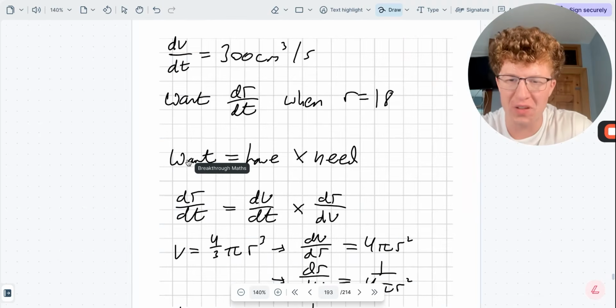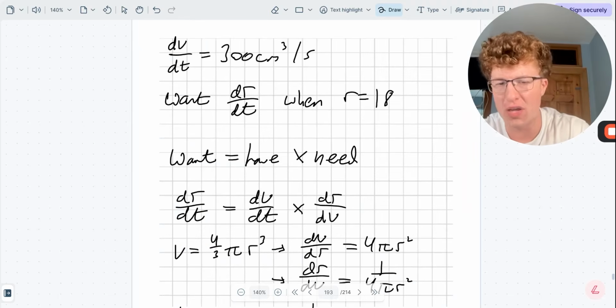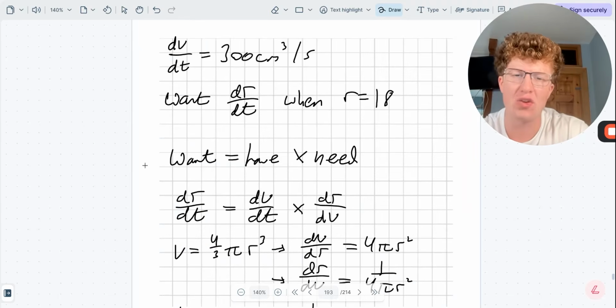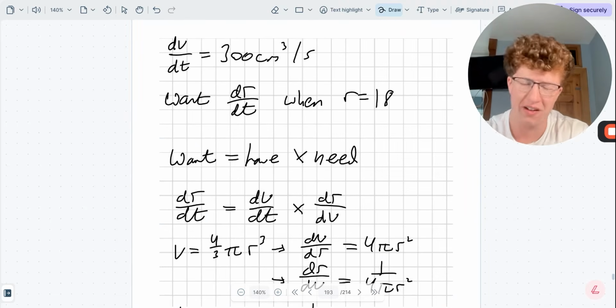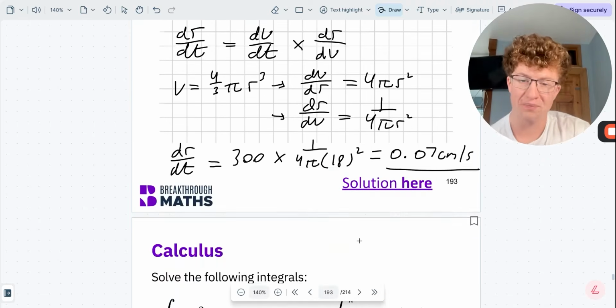The key there is just want equals have times need. Always write it out: what you have, what you want, what you need. And then normally when you have what you need, you're probably going to be using a formula from the log tables, whether it's the volume, surface area, whatever. And then you're going to have to mess around with it to get what you actually need.